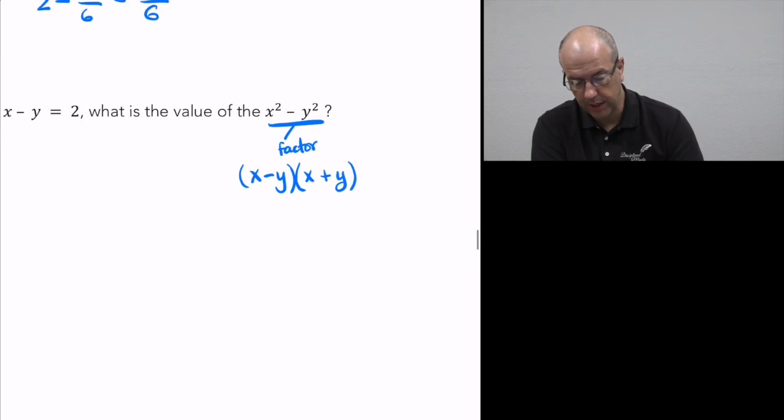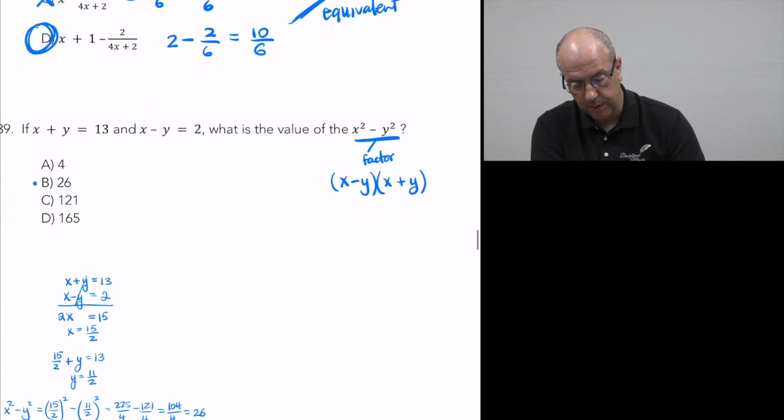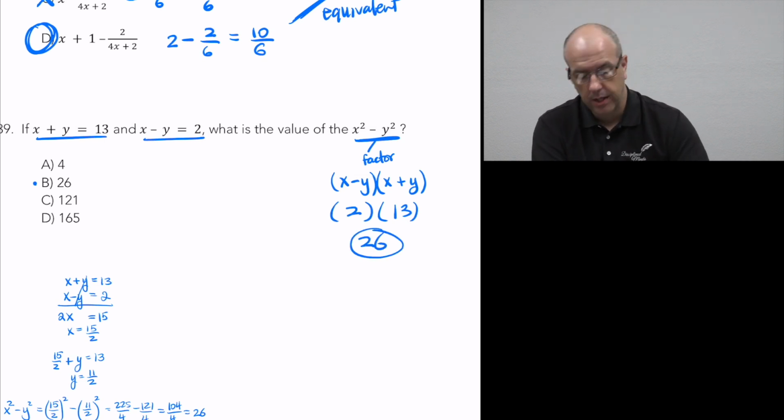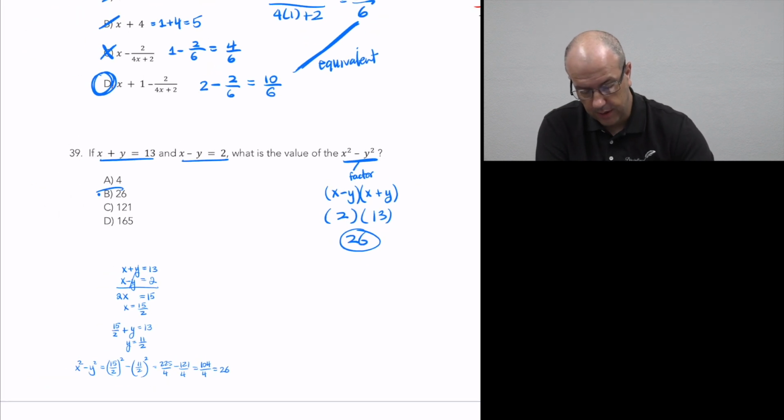And if I look at what was given to me, x plus y here is 13, and so I put that in for 13, and then x minus y was 2, put that in for 2, 2 times 13 is 26, right? And that's our answer.